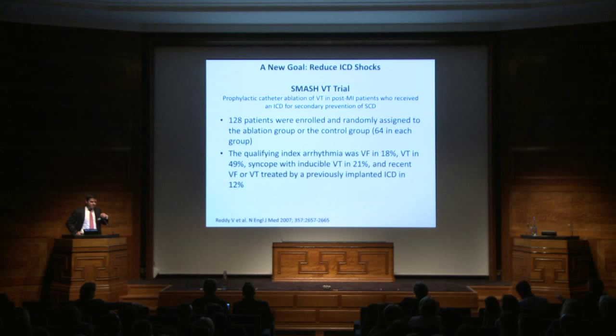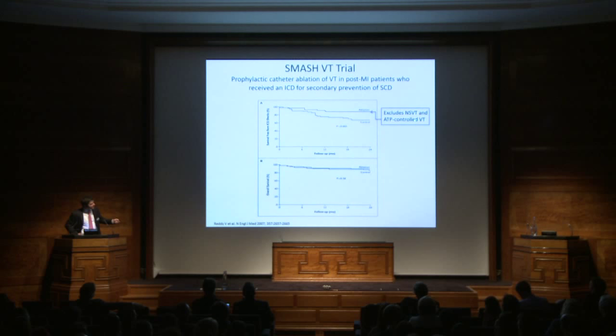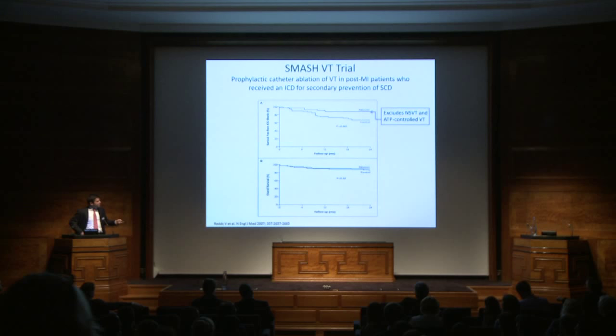Very aggressive approach, but lo and behold, ablation proved better than no ablation in this study, showing a survival free from ICD shocks is significantly better, excluding ATP-controlled VT, by the way, so this is really a shock study, but importantly, no change in mortality. So we can reduce shocks, improve patients' lives at a reasonable low complication rate, no death in this study, and low major complication rate, but still no dent in survival.